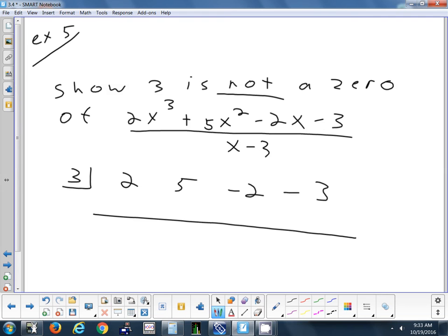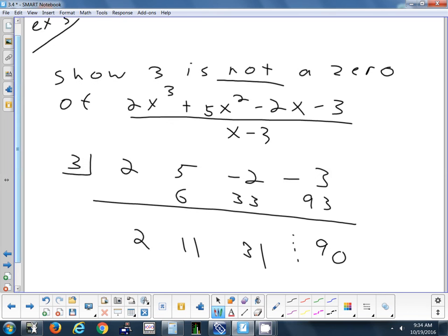All right, so let's go through it pretty quick. Bring down the 2. 3 times 2 is 6. 5 and 6 is 11. 3 times 11 is 33. 3 and 33 is 36. Then 3 times 31 is 93. 90. You can check, make sure I didn't make a mistake, but I don't think I did. So what's my remainder?